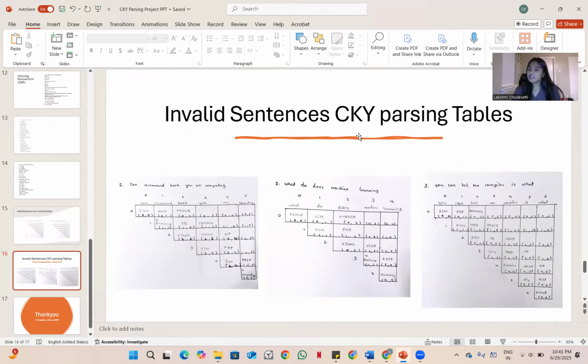And then these are the invalid sentences and their corresponding CKY parsing tables. Here also you can see that none of these tables have a start symbol S in the top rightmost corner, which means these particular sentences are invalid.